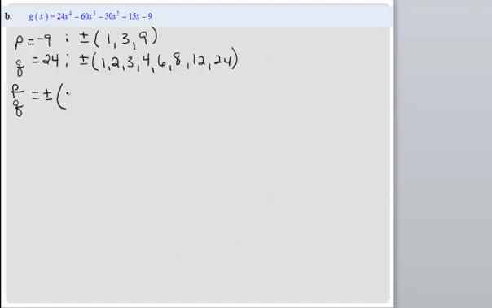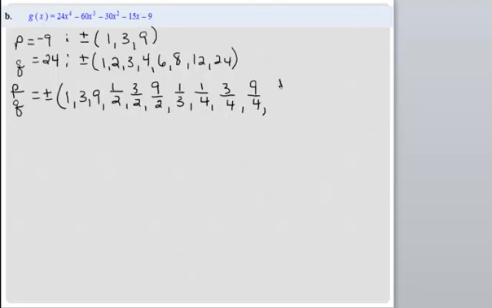Positive and negative. 1 over 1, 3 over 1, 9 over 1. 1 over 2, 3 over 2, 9 over 2. 1 over 3, 3 over 3 is 1, 9 over 3 is 3, so we don't need those two. Then we have 1 over 4, 3 over 4, and 9 over 4.